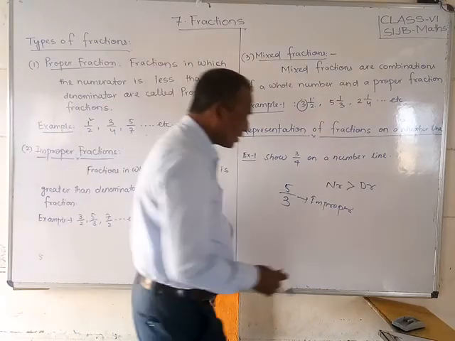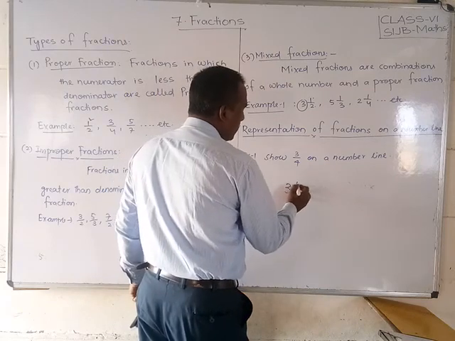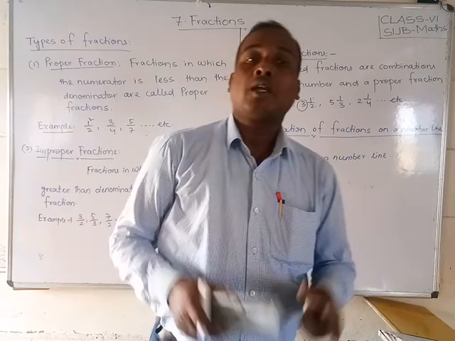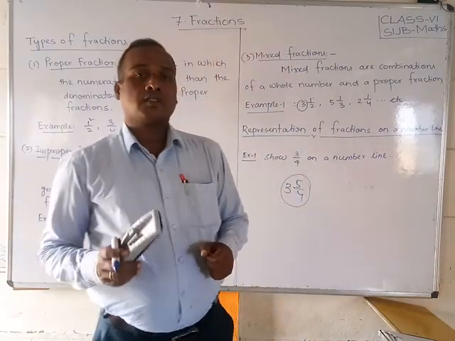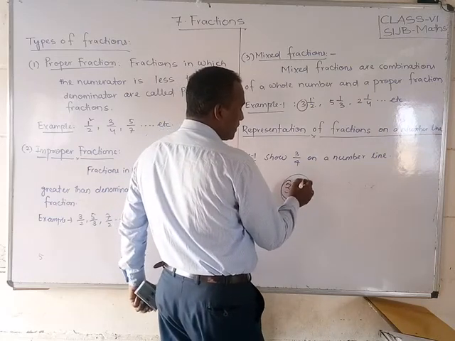But students, I will tell you one common error. Suppose some students write 3 and 5 by 4. Is it a mixed fraction? No students, it is not a mixed fraction. It is wrong because the whole number is combined with an improper fraction.